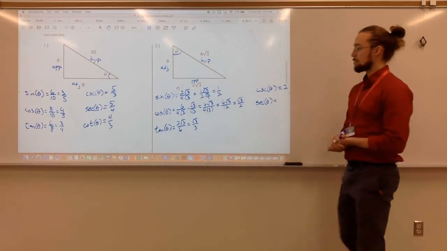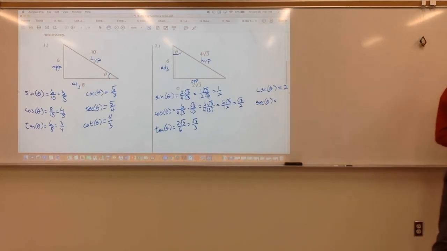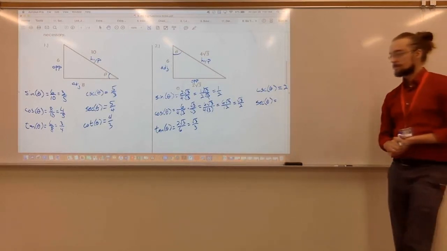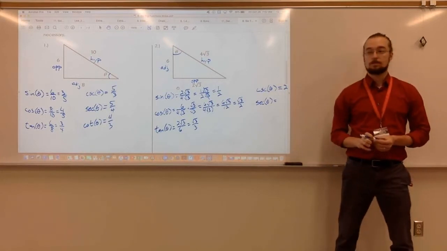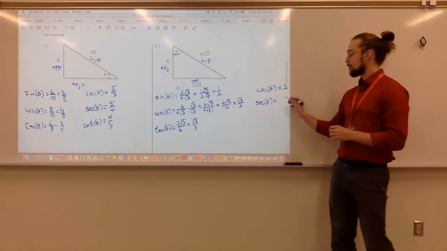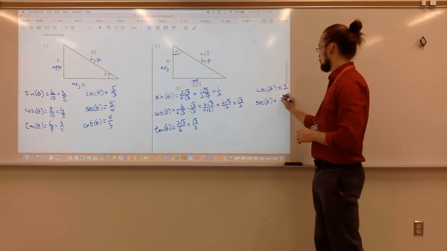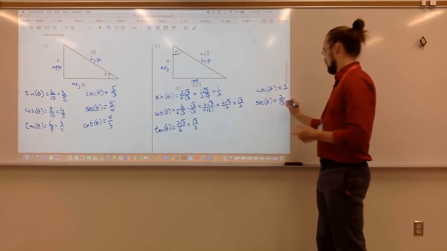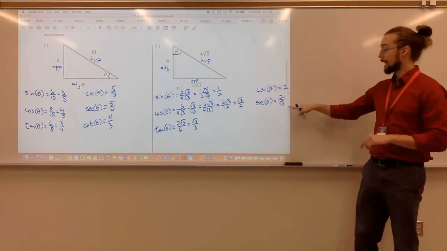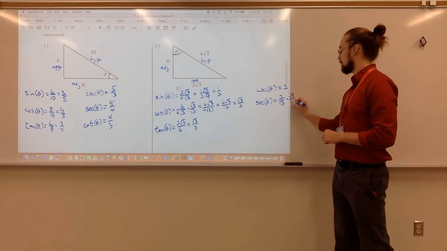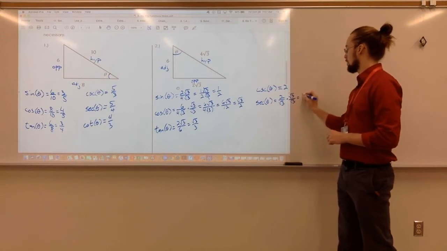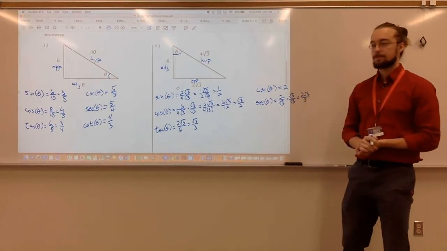How about just secant of theta? It's 2 over the square root of 3. So we could write it as the reciprocal of this, which times the square root of 3. And we can't have square roots in the denominator, so we multiply numerator and denominator by the square root of 3 and get 2 times the square root of 3 over 3.